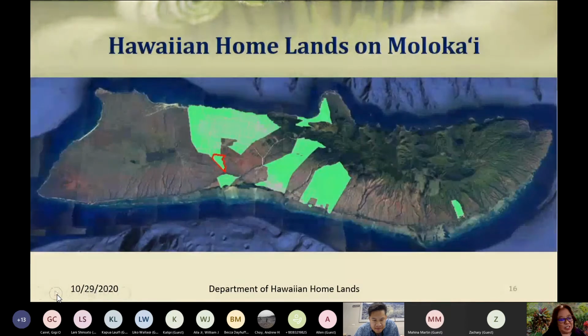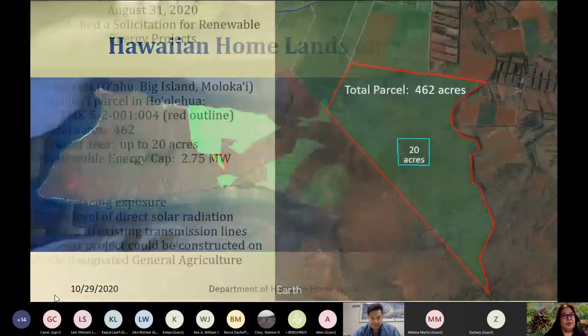Okay. So just starting with our lands, these are our lands on Molokai, as you know, and I just want to point out there's a red outline area. I had identified this area as a potential area for renewable energy development, and I want to hone in on that area so we can take a better look at that parcel.